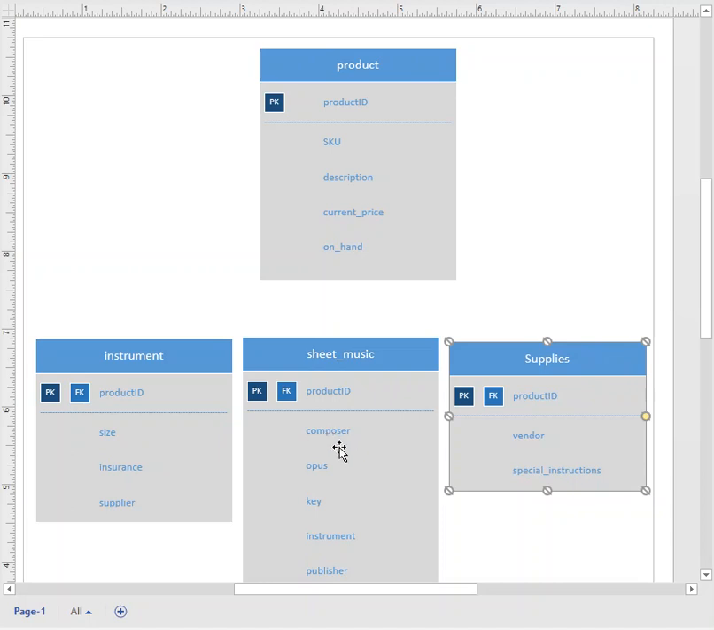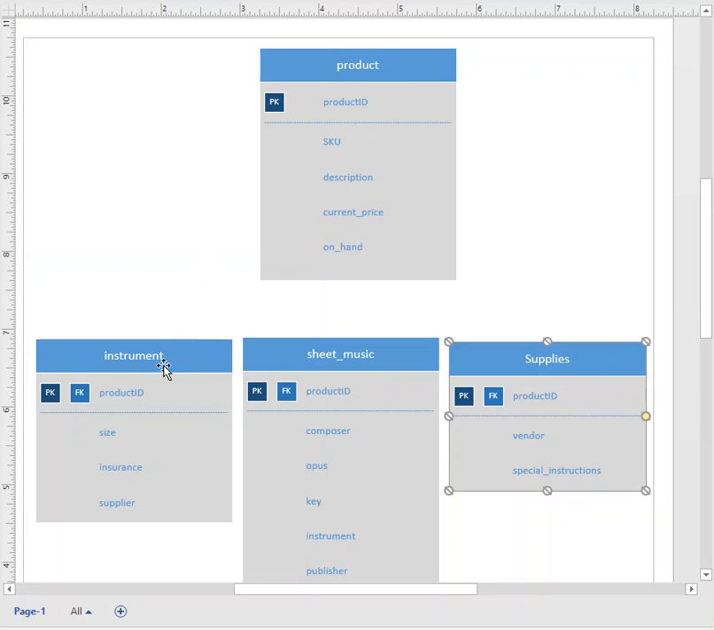And so if I were to put that all into this product table, for all the sheet music, it would be filled out. But anytime an instrument or supplies were entered into our table of products, a lot of those things would be empty. So again, we create this super type of product with a product ID, and we link that to our 3 subtypes here, which have inherited the primary key of product ID from the parent table here.